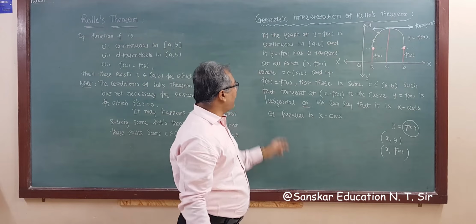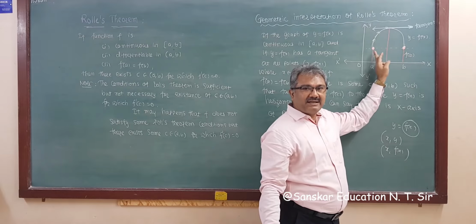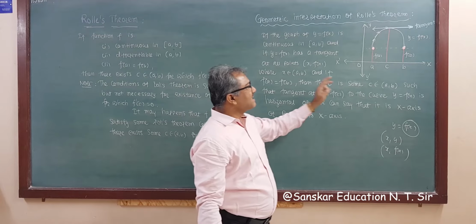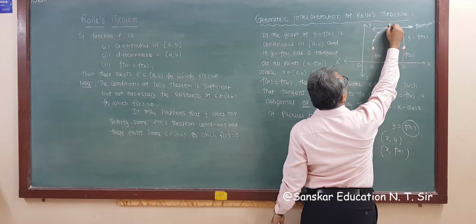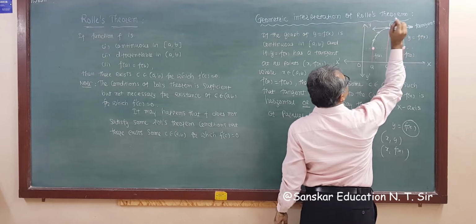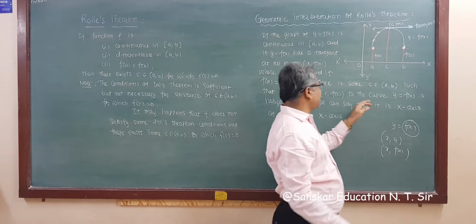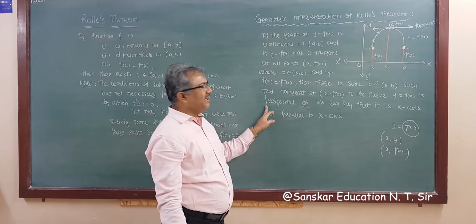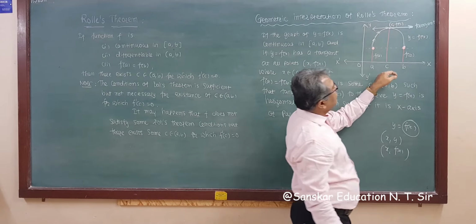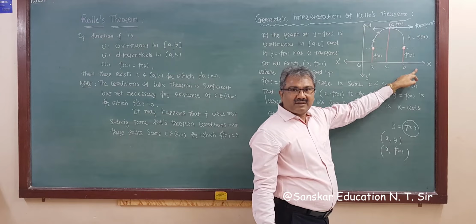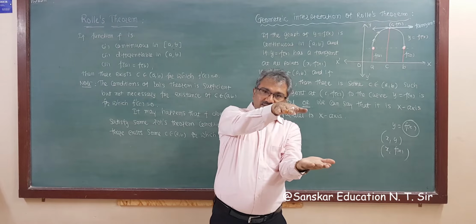So f of a is equal to f of b, this red line, right? Then there is some c belonging to the open interval AB such that this point is c comma f of c. So the curve of y is equal to f of x has a tangent, and this tangent is horizontal, parallel to the x-axis, right?